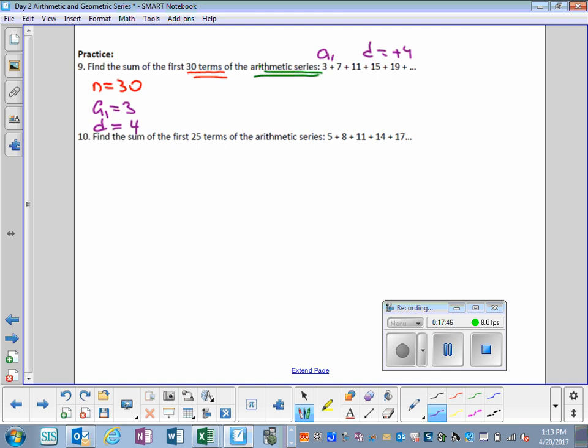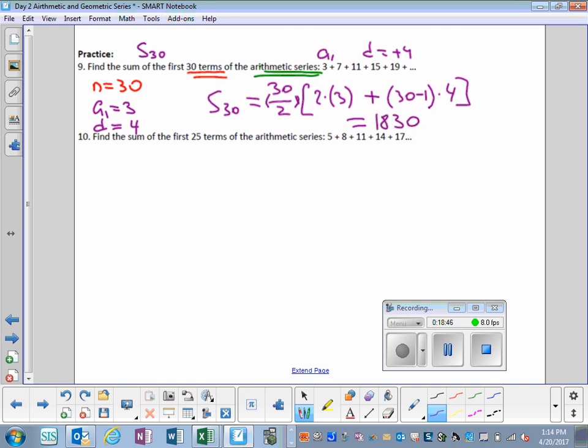So the sum of the first 30 terms is S30. Which formula is easier for us to use, the first one or the second? The second. So n over 2, so 30 divided by 2, parenthesis, 2a1, so 2 times 3, plus n minus 1, which is 29, 30 minus 1, times d, which is 4. I can do this step by step, simplifying, doing PEMDAS, or enter the whole thing into the calculator. Don't forget to put your fractions into parentheses. If I evaluate it, I will get 1830. Just calculations. This is an ugly expression. Just enter it into the calculator and make sure that you get 1830.